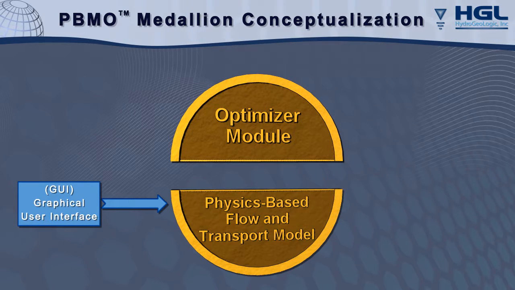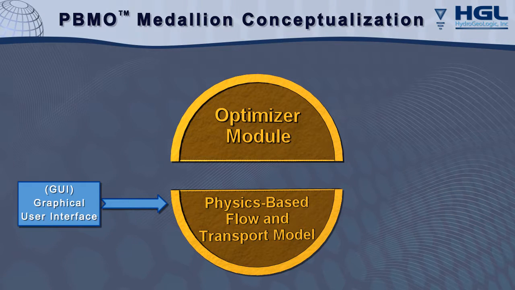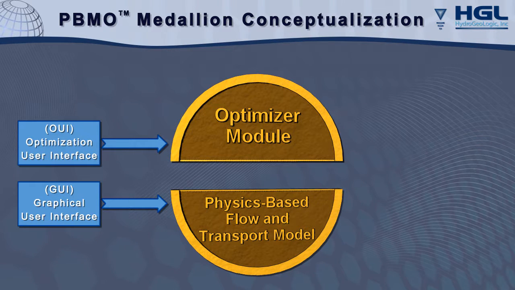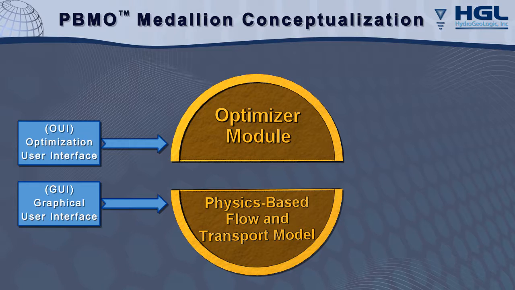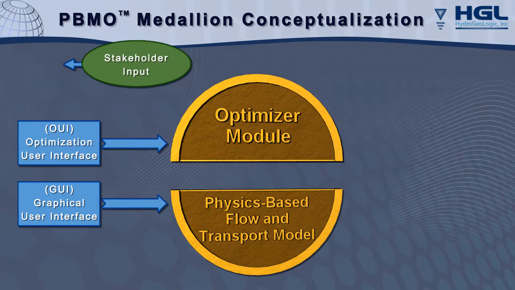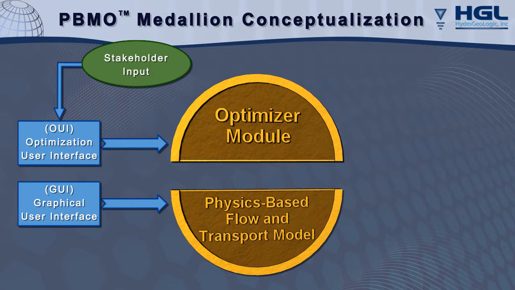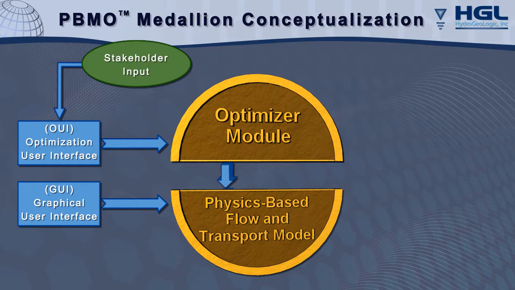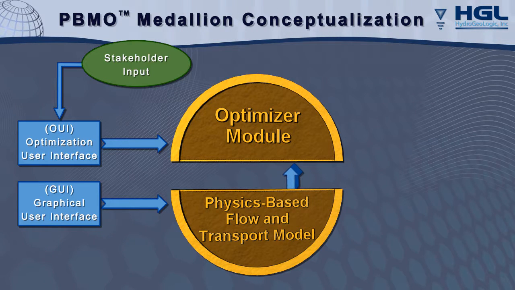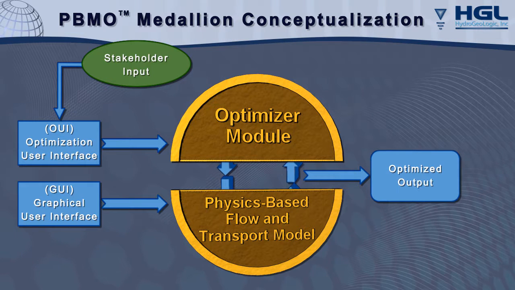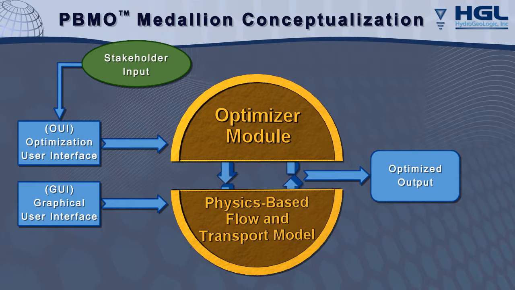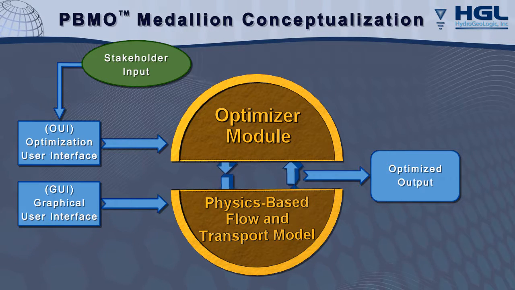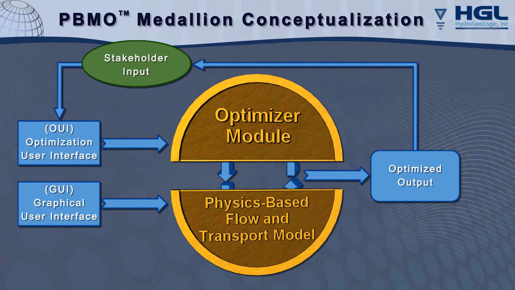Existing industry-standard graphic user interfaces, or GUIs, are used to facilitate input preparation for the physics-based simulators. An optimization user interface, or OUI, is used to define and facilitate the input preparation for the optimizer, incorporating stakeholder requirements. PBMO then uses input from the OUI to develop and dispatch batches of scenario-specific simulations. PBMO assesses system performance and continues the search until an optimal solution is obtained. As batches of scenarios are running, PBMO provides visual representations of results using an optimization dashboard for transparency that can be shared with all project stakeholders.